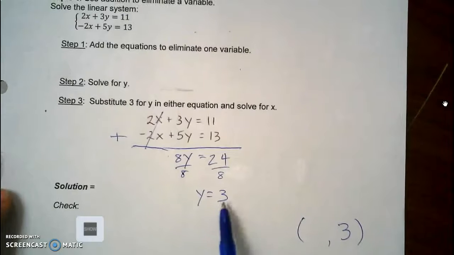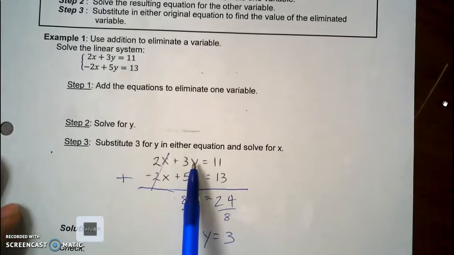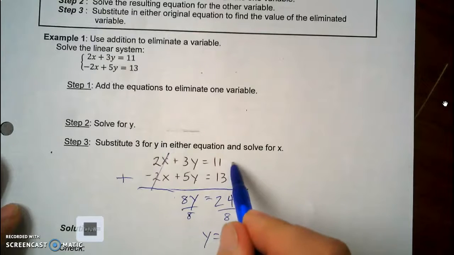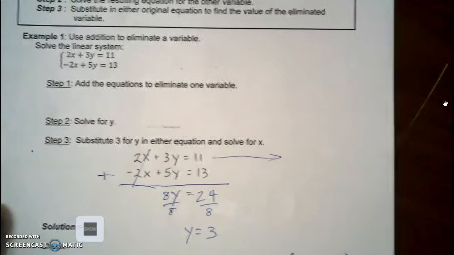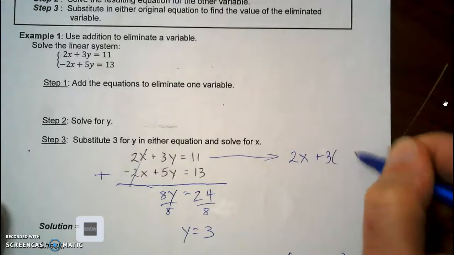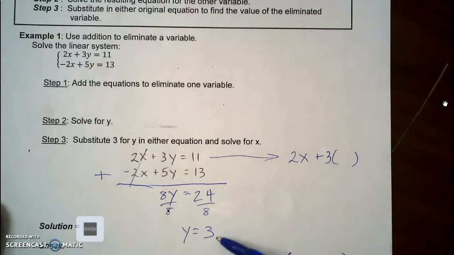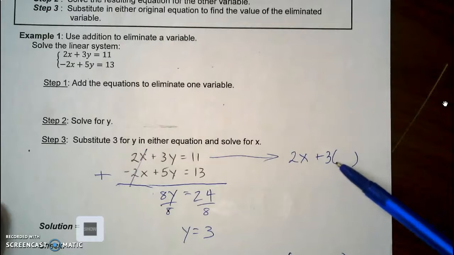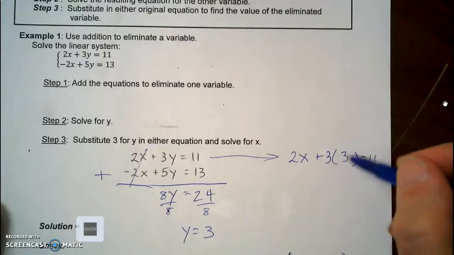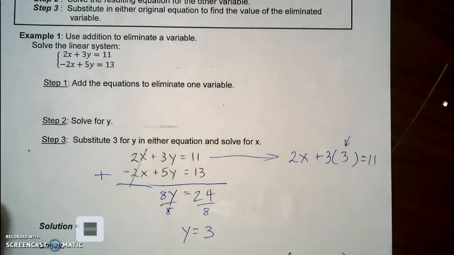So in other words, I can take this 3, I can put it in for y in this equation, or I can put it in for y in that equation. They will both give me the same answer. So I'm just going to use the first one. Again, same answer. So I have 2x plus 3. Now instead of y, I'm going to put in the 3 that I got for y. Equals 11. So this is the substitution right here. This is the number I first got when I got y equals 3.